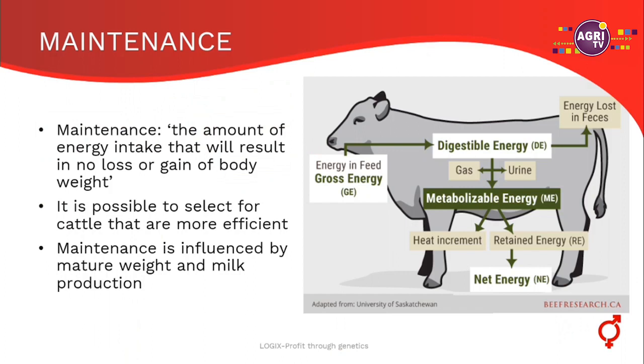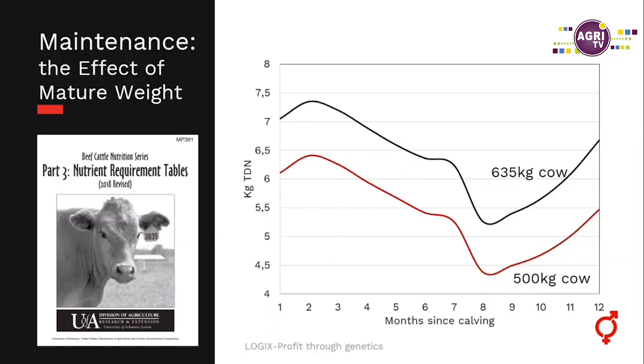So this maintenance part, as I said, we test in the phase C growth test intake. These bulls eat this amount of food and put on this amount of weight. And you can see there's genetic differences between animals, which is caused by all these pathways inside the animal. So the gross energy that it eats, how much of it is left for production. So the definition of maintenance: the amount of energy intake that will result in no loss or gain of body weight, and what is it influenced by.